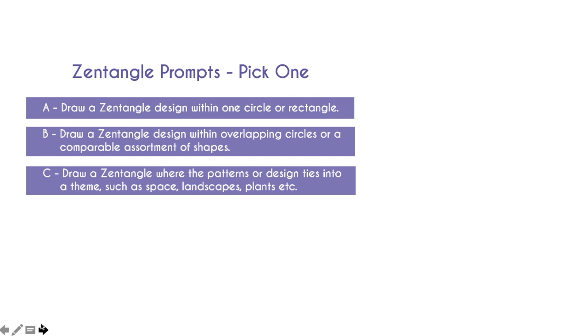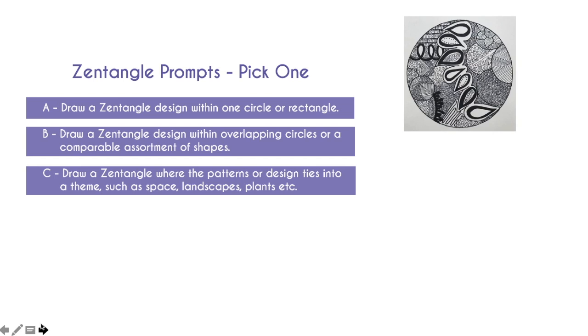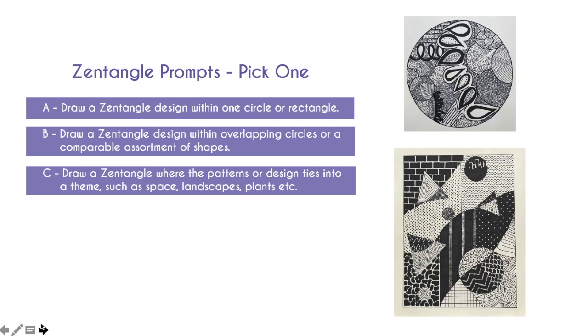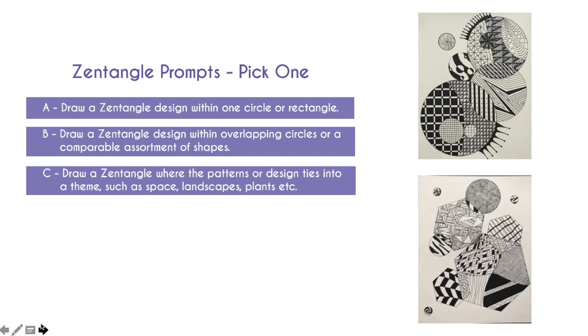You can do a Zentangle that is a design within one circle or rectangle, and that can look like either of these. And that can be really great, especially if any of this feels overwhelming. It's nice to have a shape to contain your design in, and that way it's kind of thought out for you. But you can also do a Zentangle design with overlapping circles or comparable shapes. So it kind of looks like these two, where you can do a little more variety and a little more problem solving in your design. So if you want to do something like that, you're welcome to.